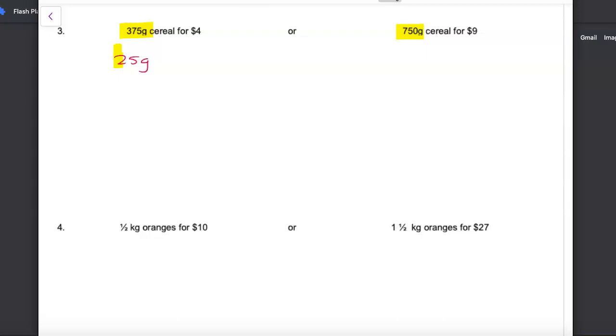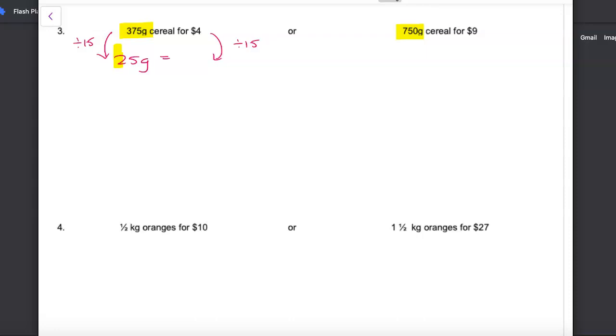Because I know that in every 100 grams, there's 4 lots of 25. Like there's $100, there's 4 lots of $25. So in 100 grams, there's 4 lots of it. In 200 grams, there would be 8. In 300 grams, there would be 12. And in 75 grams, there's 3. So I know that I could divide by 15 because there's 15 groups of 25 grams in 375. Means I've got to get $4 and divide by 15.